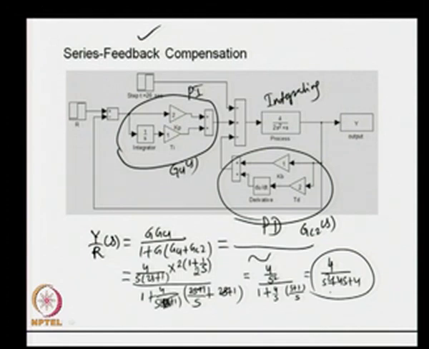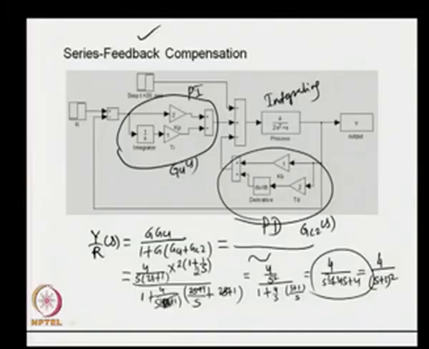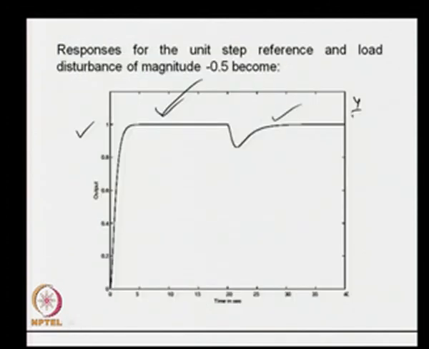As seen, the closed loop transfer function can be expressed as 4 upon (s plus 2) squared. Therefore, the closed loop system has got multiple poles located at minus 2. Now, the response of Y upon R(s) equal to 4 upon (s plus 2) squared will give us a critically damped response. As expected, we get the response to be a critically damped response. Similarly, the disturbance response is found to be a critically damped response.